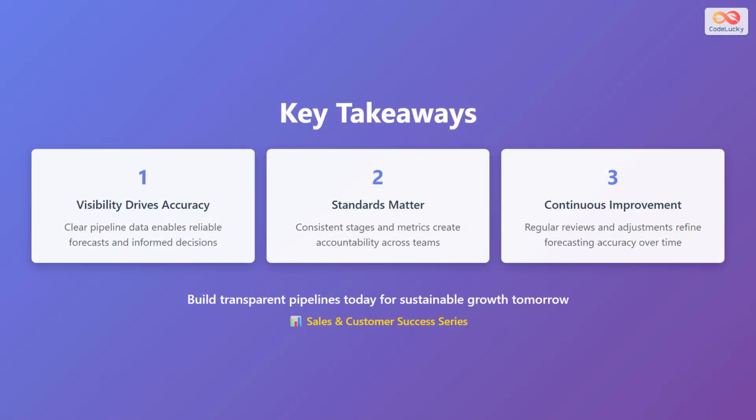Remember 3 critical lessons from this training. First, visibility drives accuracy. When you have clear, accurate pipeline data, your forecasts improve dramatically and your decisions become smarter. Second, standards matter. Consistent pipeline stages, clear ownership, and uniform processes create accountability and make it easy to see what's really happening. Third, continuous improvement is essential.